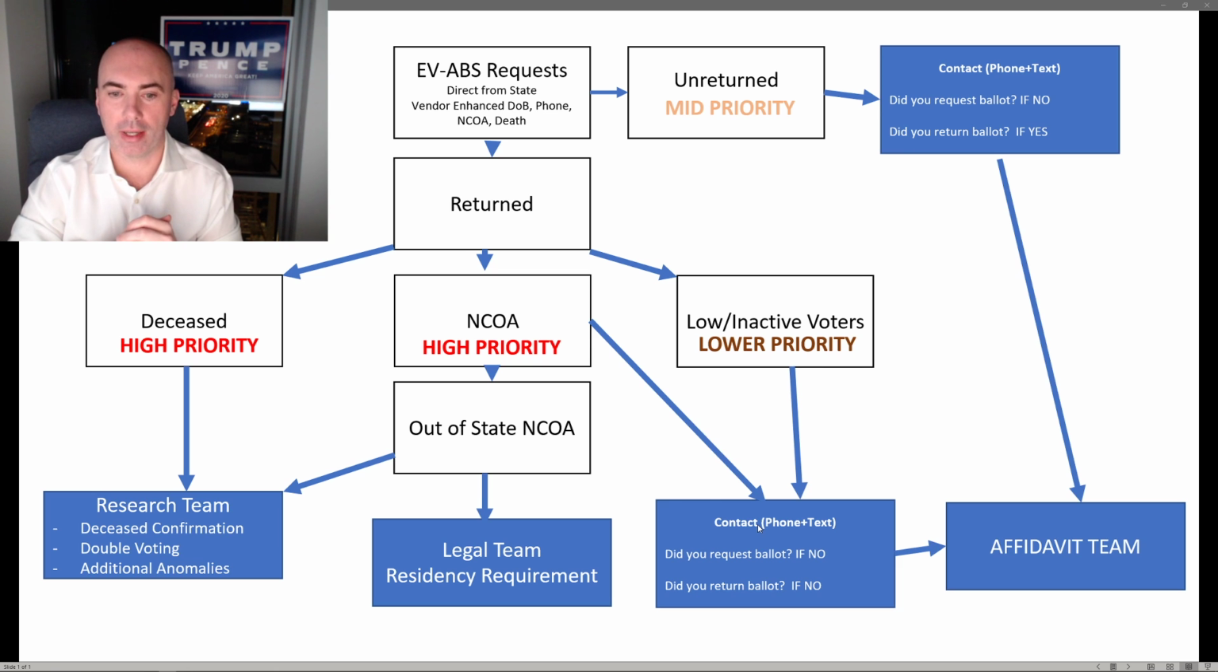We asked whether or not they returned a ballot, because maybe they did request a ballot. But if they didn't return it, and maybe the reason they didn't return it was because they didn't get it in the first place, again, a big red flag, and straight over to the affidavit team.